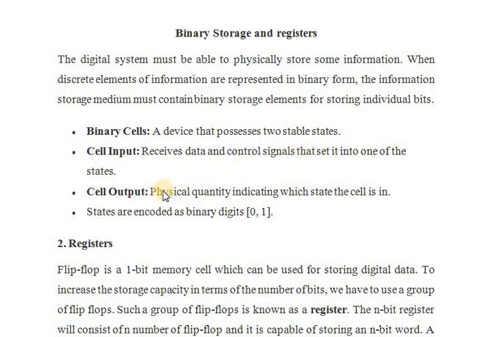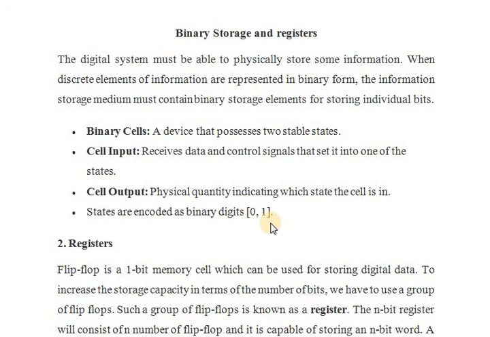Now we will see what is cell output. It is a physical quantity indicating which state the cell is in, whether the cell is in the 0 state or in the 1 state. That is the cell output. States are encoded as binary digits. I already said it may be a 0 or 1. So states are encoded as binary digits, that is 0 and 1.